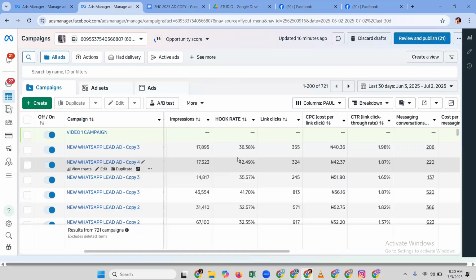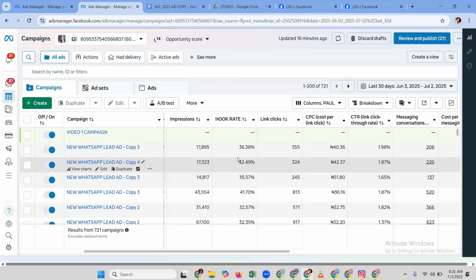And that is even why you have to have a Facebook ad playbook. I call it my Facebook ad troubleshoot checklist. What I mean is this: if my hook rate is not doing well, what should I do? I already know that because I have the checklist. If my link clicks are very low, what should I do? I should know what to do as an advertiser.